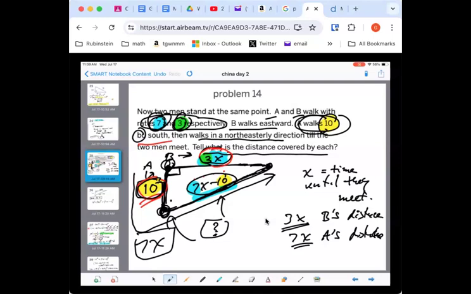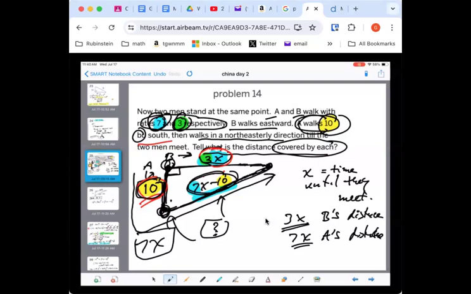Now, if they asked how far was he just going diagonally, that would be 7x minus 10, but that's not what they asked. They asked what's the distance covered by the people. So we do full 7x for that last part, not 7x minus 10. They could have asked how far is he going on the hypotenuse diagonally, but it's not what they asked.